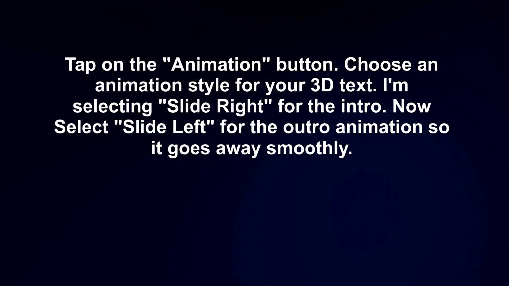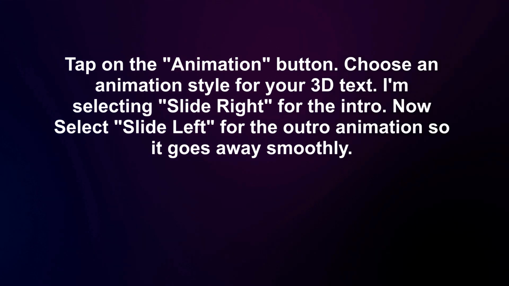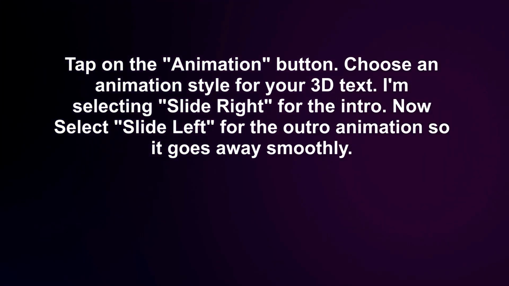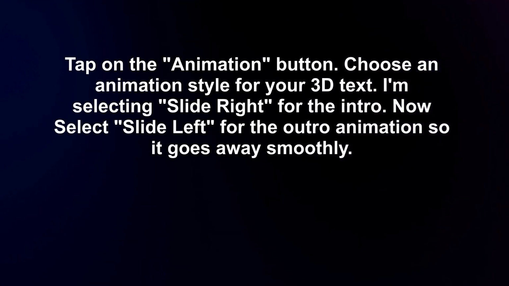Tap on the Animation button. Choose an animation style for your 3D text. I'm selecting Slide Right for the intro. Now select Slide Left for the outro animation so it goes away smoothly.